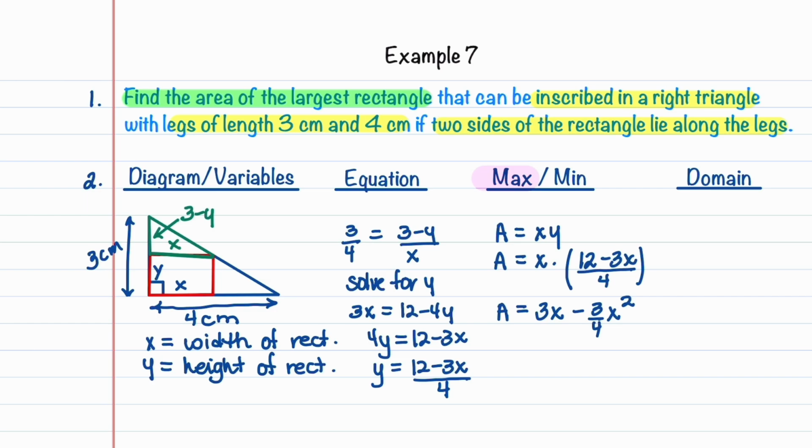The last category that we have to fill out is the domain. Let's go back here and look at our diagram. The domain is in terms of x, and x can be between this point and this point. So we can say that x is between 0 and 4, and this is a closed interval. I'm going to put that down because that's going to make a difference to us in a few minutes.